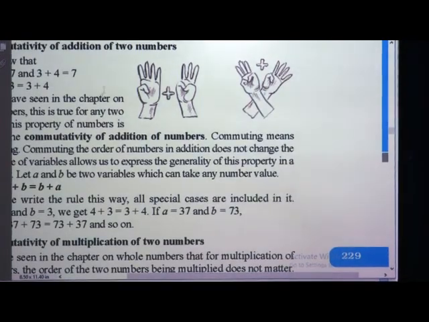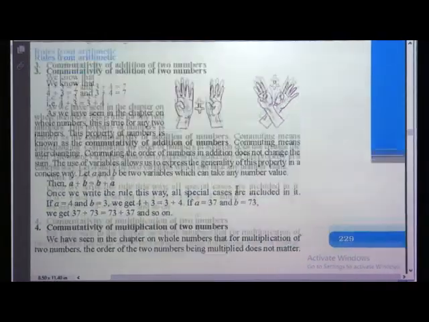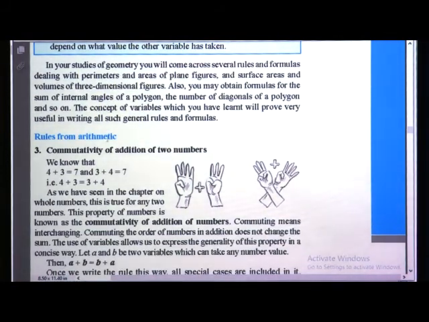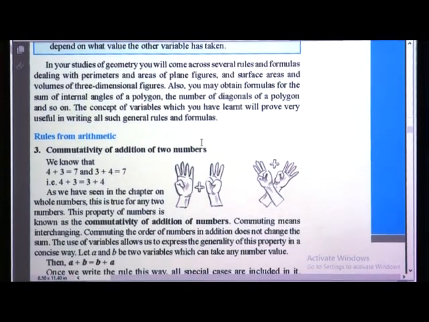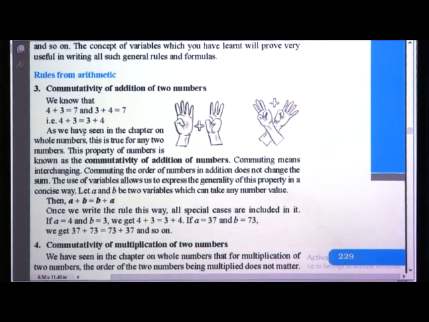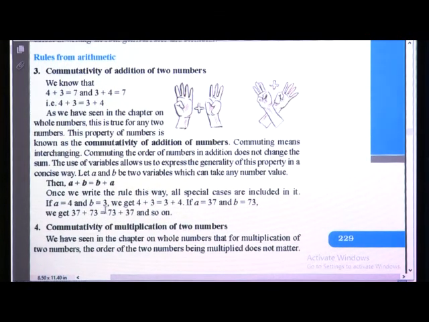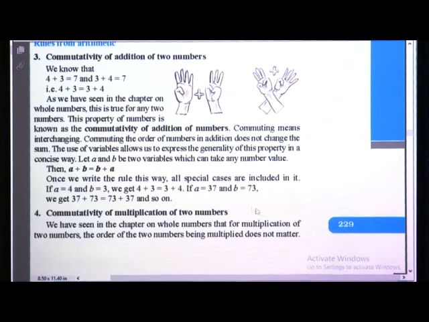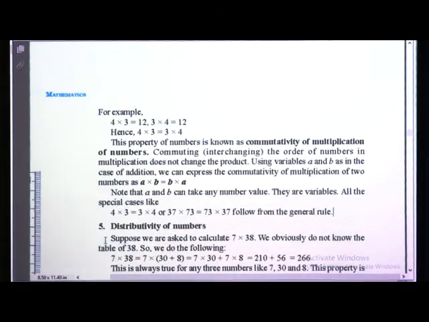We have seen the rules of arithmetic, that is commutativity of addition of 2 numbers. So, 4 plus 3 or 3 plus 4 can be added in any order, and this property, when we are using 2 variables, holds true, that is a plus b is equal to b plus a. Then commutativity for multiplication, we can say that a into b is equal to b into a, because 4 into 3 is 12 and 3 into 4 is also 12. When a and b are the variables given, when we interchange them we get the same answer.